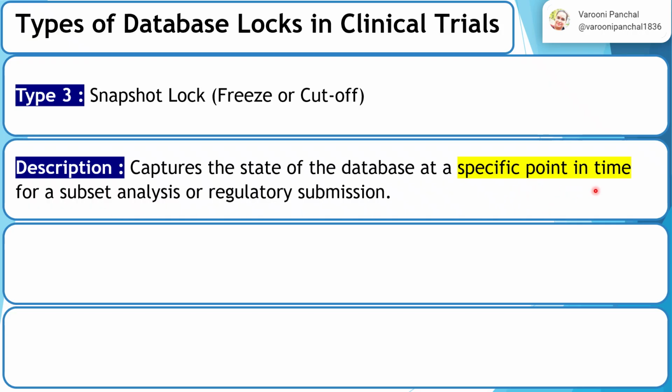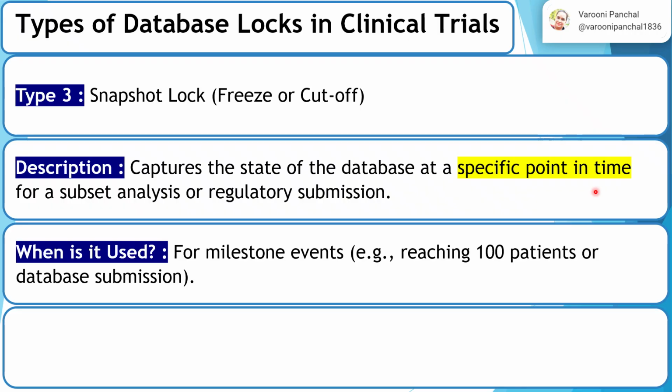Now who decides the specific time point in this freeze or the cutoff? It's usually decided by the sponsor and the ethics committee, so as to ensure what kind of results they are expecting. Now it is used especially for achieving milestones, like say for example reaching 100 patients or database submission. So this kind of snapshot or freeze or cutoff lock is used when you have certain milestones, like say in my database I'm having only 100 patients, so I will do the analysis for those 100 patients, right? After that I will do the snapshot or the freeze or the cutoff. So in these kinds of situations you can use this specific lock.